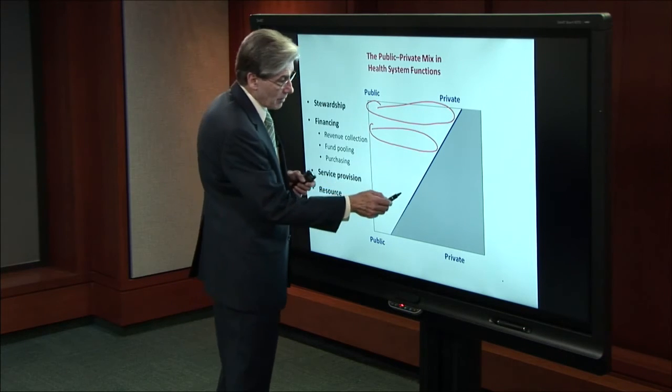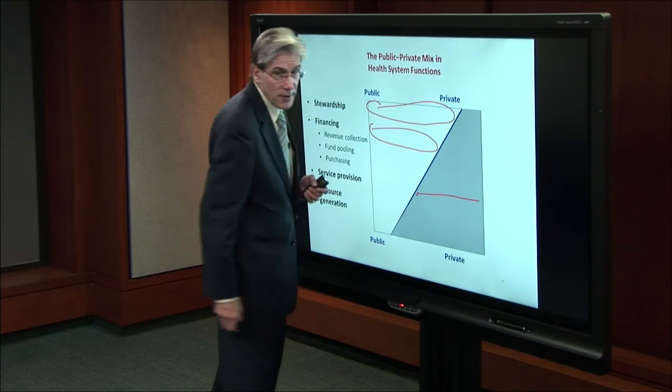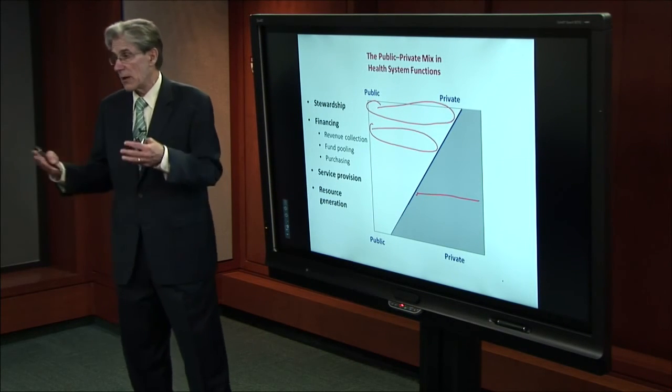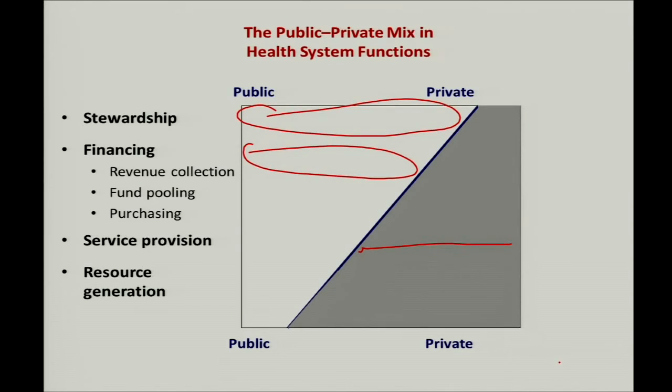When you come to provision, actually most health systems are pretty pluralistic, where you have a lot of private providers. Some are for-profit, some are not-for-profit, some may be faith-based, community-based organizations. And when it comes to resource generation, you have a huge element of a private sector, particularly when it comes to drugs, technologies, equipment, construction, etc. But this has not been like this all the time in history, and it's not uniform across countries. So this question of the mix is very important.